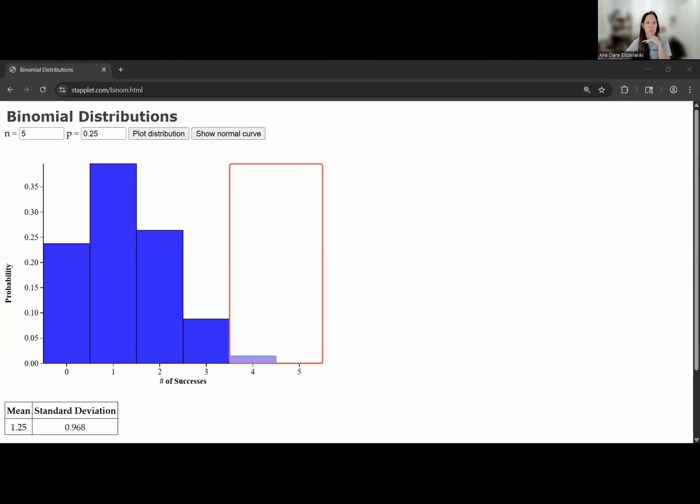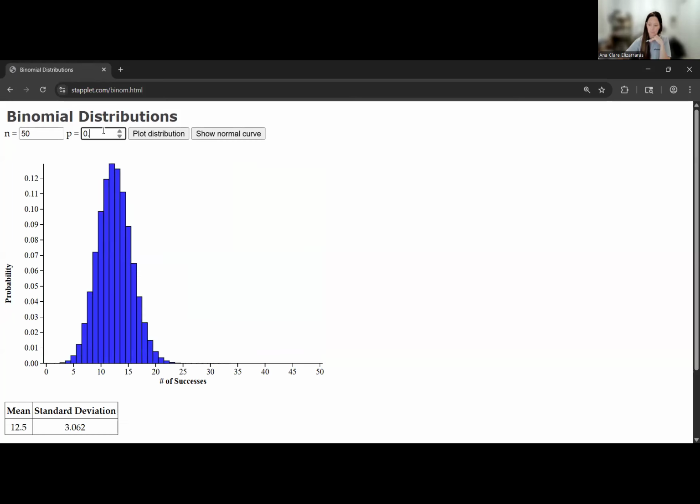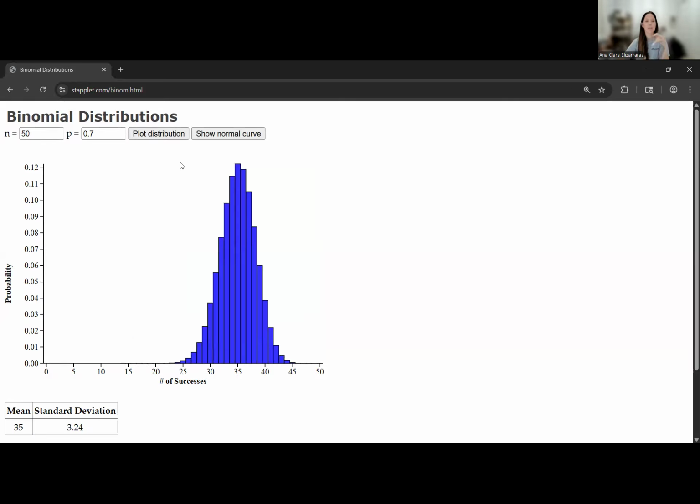Okay, back to our situation here. We now have 50 as our N, and our probability was 0.7. Notice that our distribution changed. We are now centered around 0.7 of 50. So at the number line, you have number of successes. Well, 70% of 50 is going to give me 35. So if you notice, the highest bar is right over 35 because that is the most likely to occur.